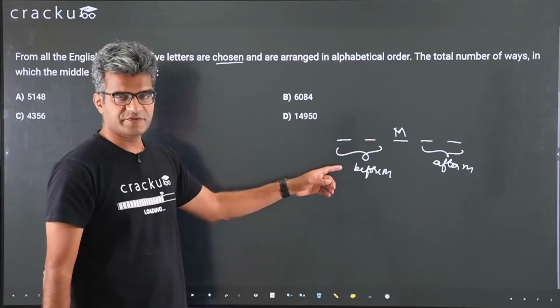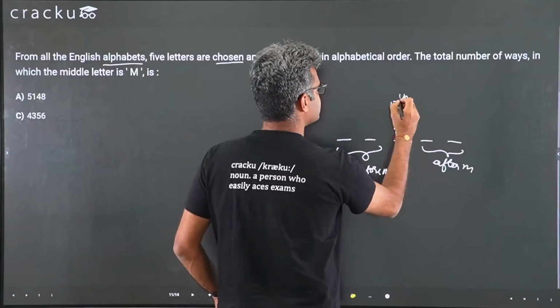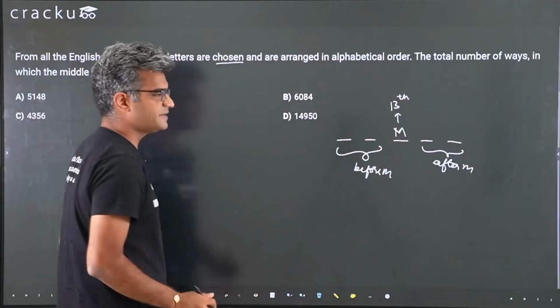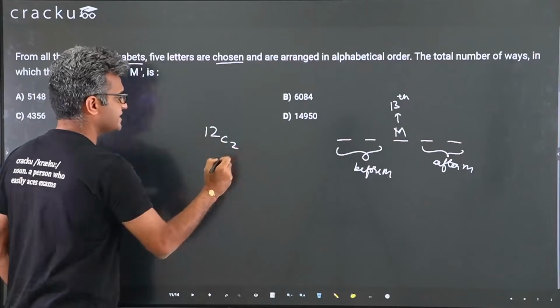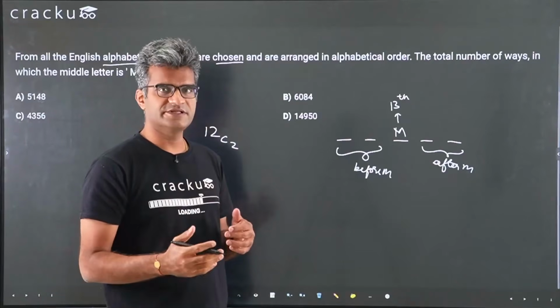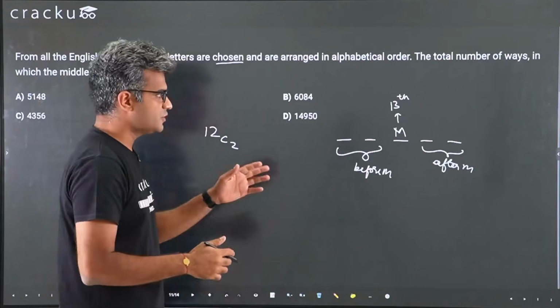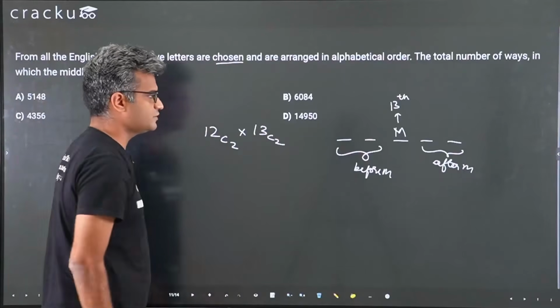How many letters are before M? M is the 13th letter of the English alphabet. So here there are 12 alphabets before M, out of which we need to select 2. They can be selected in 12C2 ways. How many alphabets are after M? There are 13 alphabets after M, out of which we need to select 2. So they can be selected in 13C2 ways.